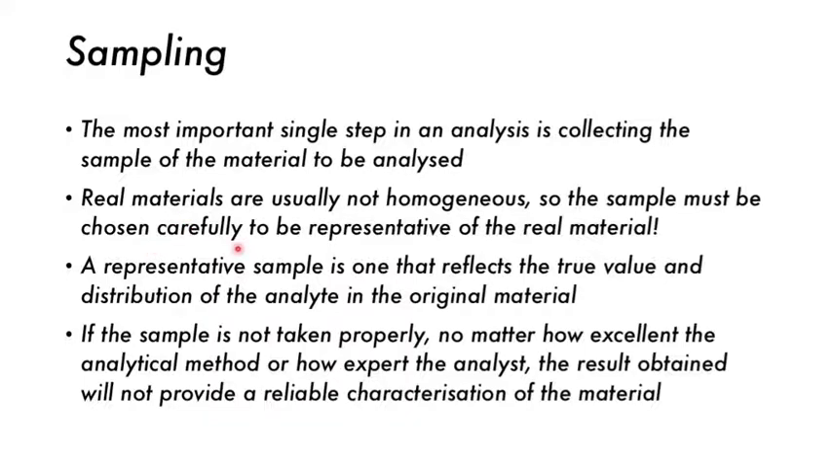You also have to choose the part which is going to be representative of the whole sample, because if you have a piece of food like a battered piece of fish or a battered piece of chicken or something, you've got the chicken meat on the inside and you've got the breading on the outside. So how do you choose the part of that which is going to be representative of everything? So those are considerations that we have to take when we sample. A representative sample is one that reflects the true value and distribution of the analyte in the original material.